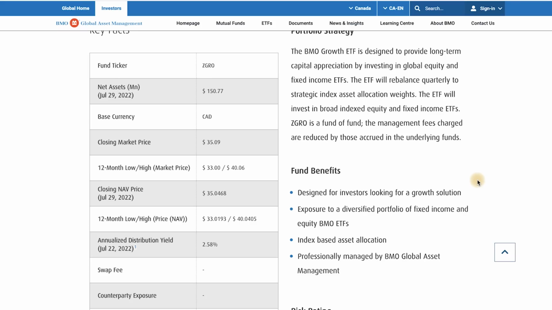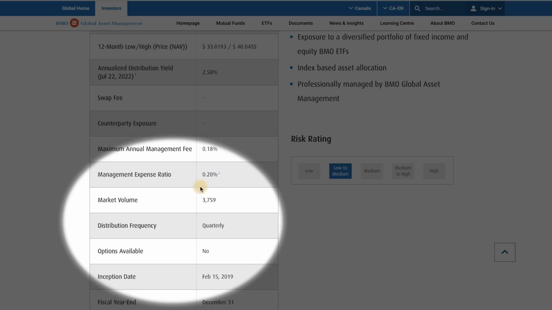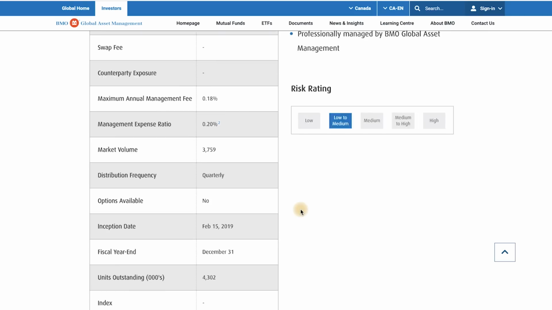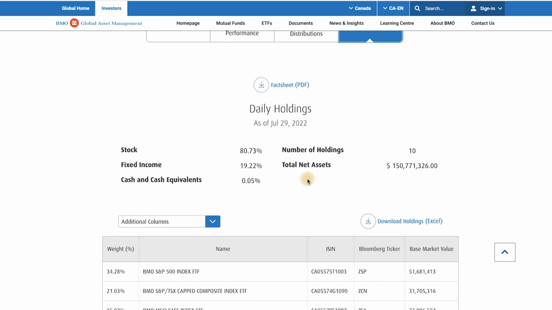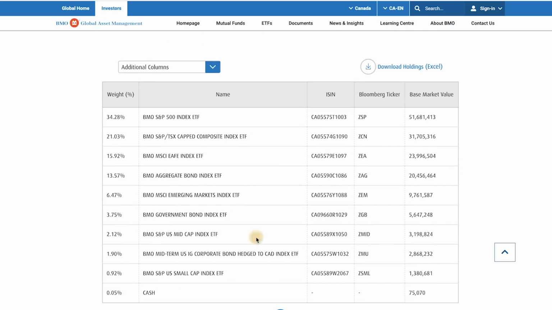In other words, since this ETF is invested in 20% bonds, this ETF will be less volatile. And as you can see right here, its risk rating is low to medium and its MER is 0.2%. And its inception date is February 15th, 2019. And just going up here, let's take a look at its holdings. So remember, it's 80% stocks and 20% bonds, and it has 10 holdings, so quite a bit, obviously, because it has that fixed income portion.